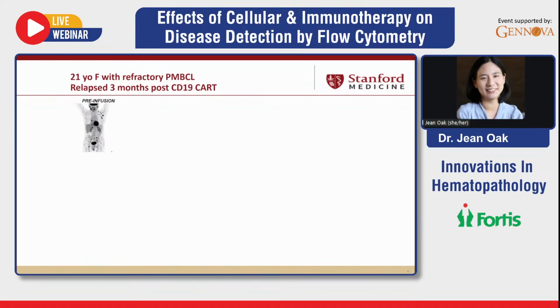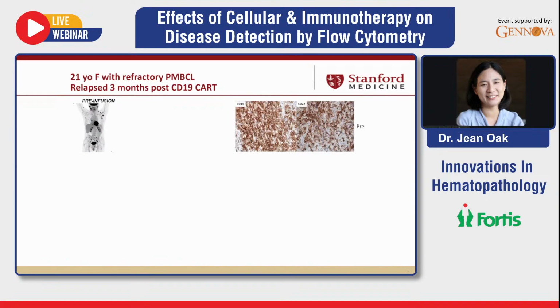So we'll start off with a case of B-cell lymphoma. This is a 21-year-old with refractory primary B-cell lymphoma. She's failed multiple lines of therapies and got enrolled in a trial for anti-CD19 CAR. This is our pre-infusion PET scan, which showed widespread disease above and below the diaphragm. And the biopsy at that time showed strong expression of CD19 as well as CD22.